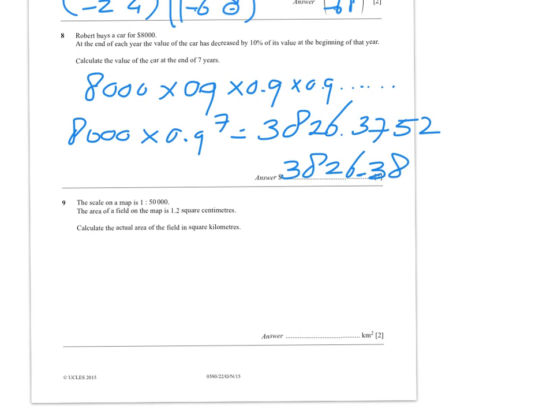The scale on the map is 1 to 50,000. So 1 centimeter on the map is 50,000 centimeters in real life. The area of a field on the map is 1.2 centimeters squared. Calculate the area of the actual field in square kilometers. All right, only 2 points.